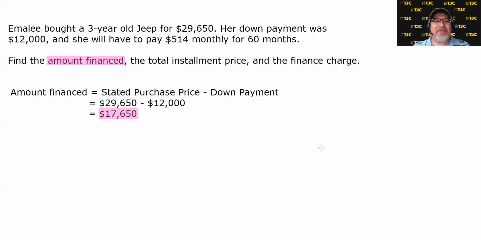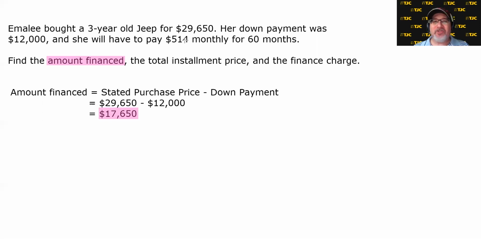The amount financed is $17,650. You can also think of the amount financed as the amount that you're borrowing from the seller. I still owe you this. So I'm borrowing this, and I'm going to pay it back over time. So there's a couple of ways to think about the amount financed. It's the amount you still owe, or it's the amount you're borrowing from the seller and just repaying over time.